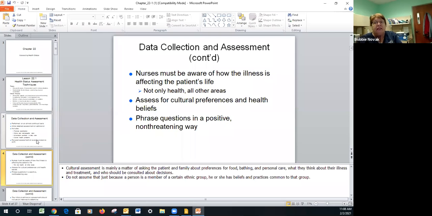You're going to run into patients that are very much against Western medicine. They're in the hospital because they have no choice. And they've been using traditional forms of medication or traditional forms of treatment culturally before they got to you. All right. So we have to assess their health beliefs. And then we need to rephrase questions in a positive, non-threatening way. And we just talked about all that with communication. The other thing is, don't assume just because somebody is in an ethnic group that they believe or practice everything common to that group. All right. You need to find that out.